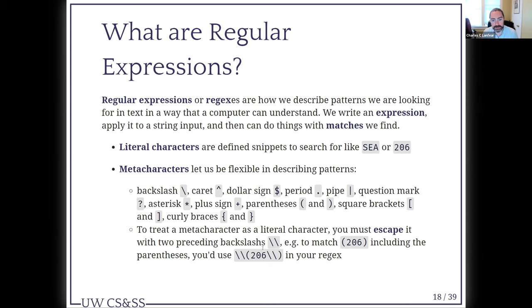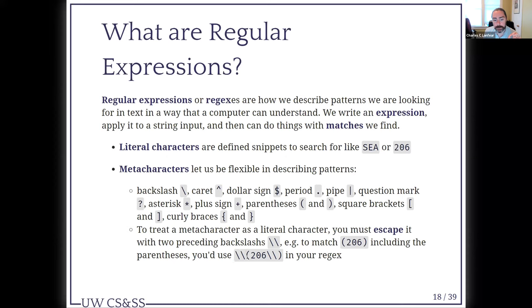This includes all of these characters. Backslashes, carrots, dollar signs, periods, pipes, question marks, asterisks, plus signs, parentheses, square brackets, curly braces. All of these things, which I often call squigglies because it's more fun. So if you want to search for one of these meta characters as a literal character, that is, you want to find actual dollar signs in your text, you must do a thing called escaping these characters. To escape a character, you must precede it with two backslashes. If you want to use a regular expression to search for the literal text, parentheses 206 parentheses, including those parentheses, you unfortunately have to type it like this.